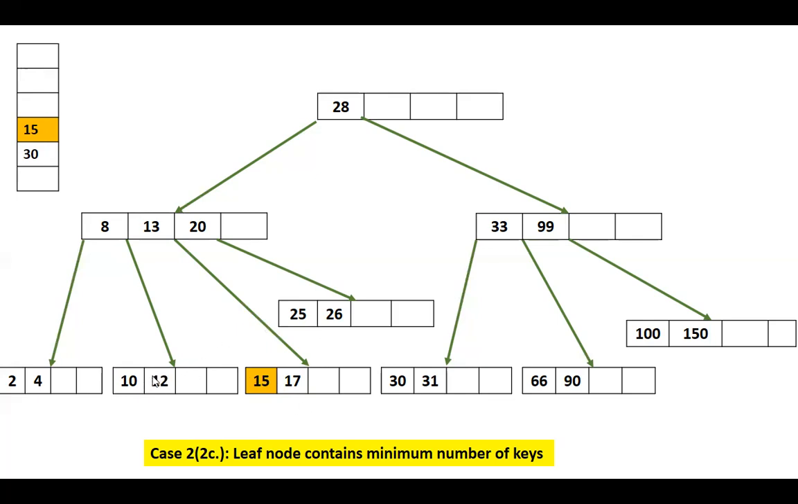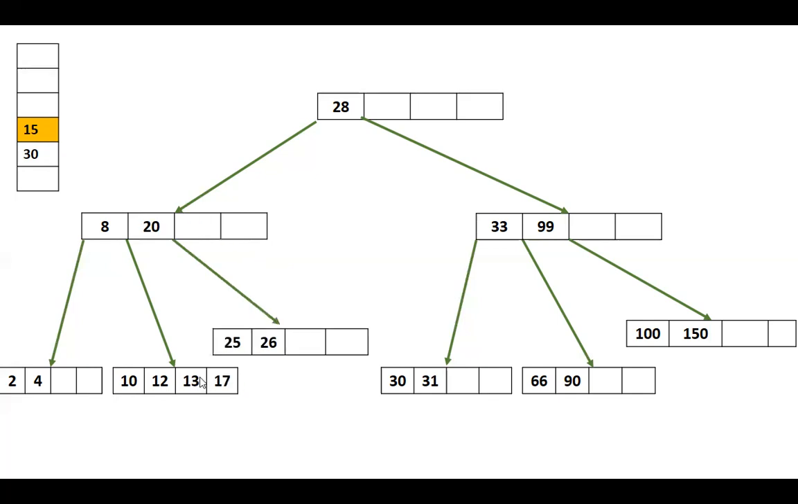We can either merge it with 10, 12, or we can merge it with 25 and 26. So let us merge it with 10, 12. So 13 will move down, right? 15 will be deleted and 17 will be added here. 13 will move down, fine. 17 will be added here and 15 will be removed and this whole node will be deleted. That is, it is merged with this node. Right? So you can see the node is merged, fine. 15 is deleted and even the parent's one key is merged. 13 is moved down.